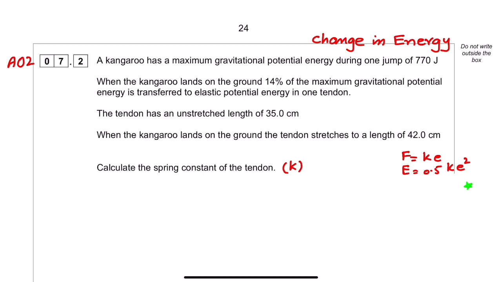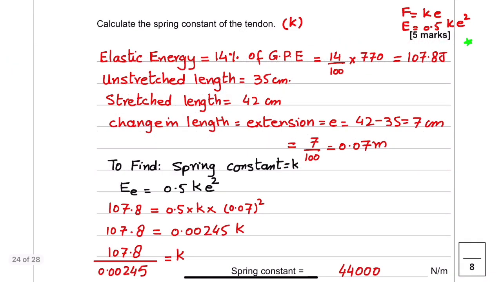So we need to find the value of E first. It is mentioned there that the elastic potential energy of the tendon is 14% of the gravitational potential energy. Let's see the model answer. It is given that elastic potential energy is equal to 14% of gravitational potential energy. So 14% means 14 over 100 times 770, that is the gravitational potential energy. By using the calculator, the answer is 107.8 joules.